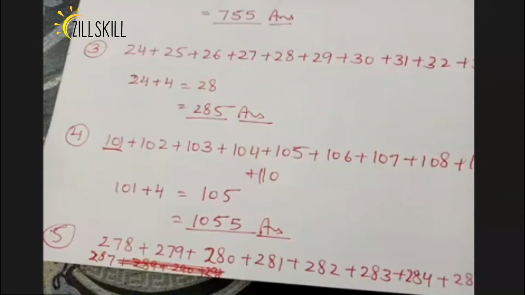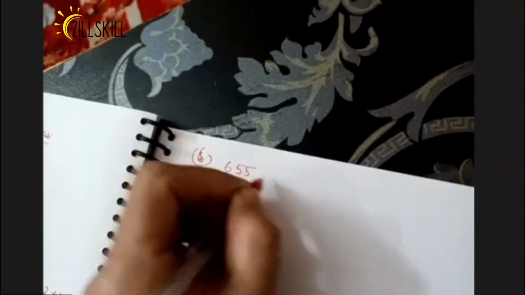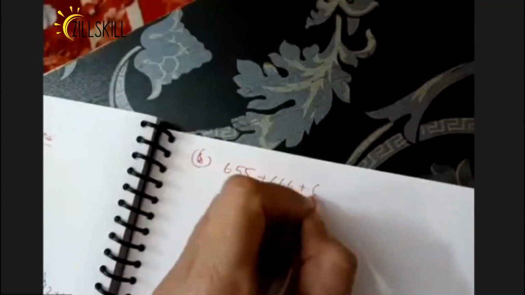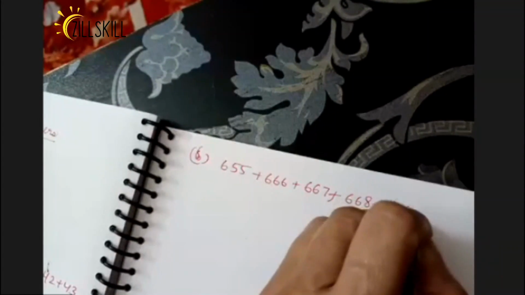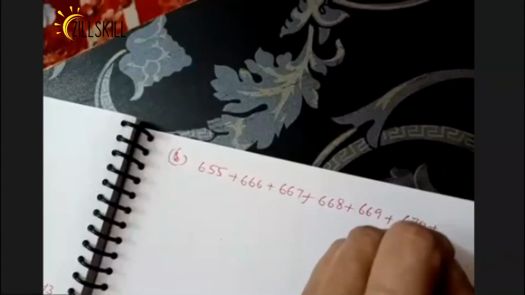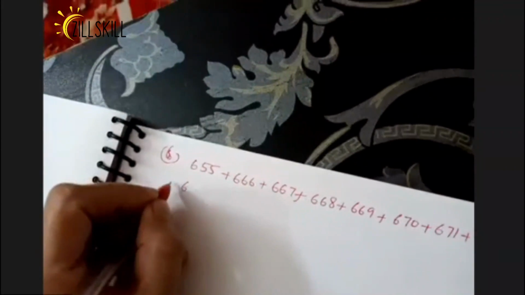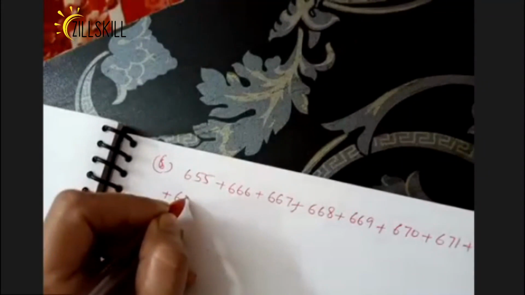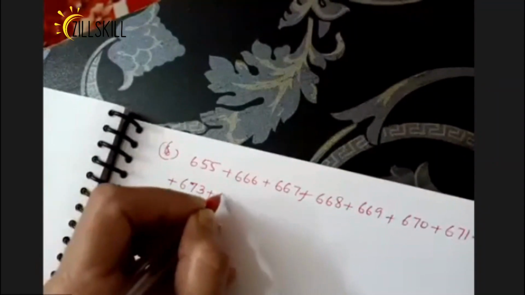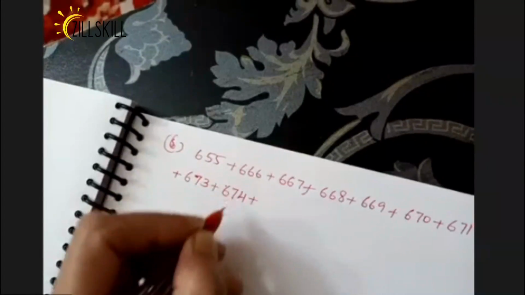All right, very good. Now one more example: 655, 666, 667, 668, 669, 670, 671, 672. Six came, very good. But you have to remember that this series trick is applicable only to 10 numbers. Okay.